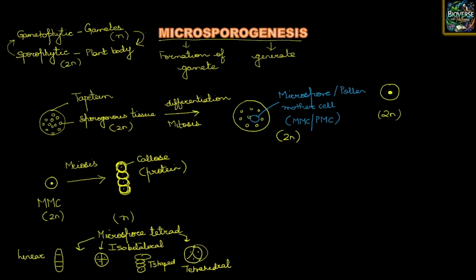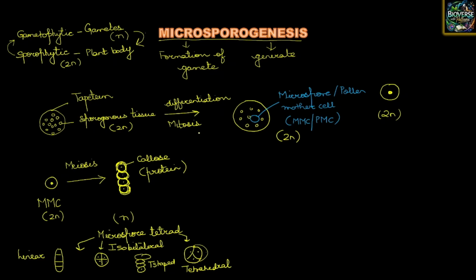Okay, so what we have seen is the tapetal cells, they had the sporogenous tissue that was diploid, and upon differentiation through mitosis, they had formed the microspore mother cell or the pollen mother cell. And this was diploid in nature. Now, the microspore mother cell, when it undergoes meiosis, forms the tetrad. Now they are attached to each other tightly with the help of a protein called callose.